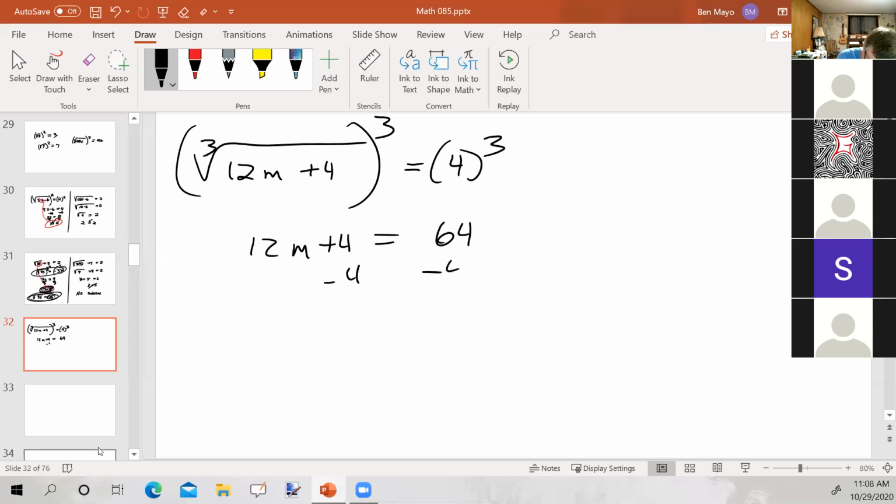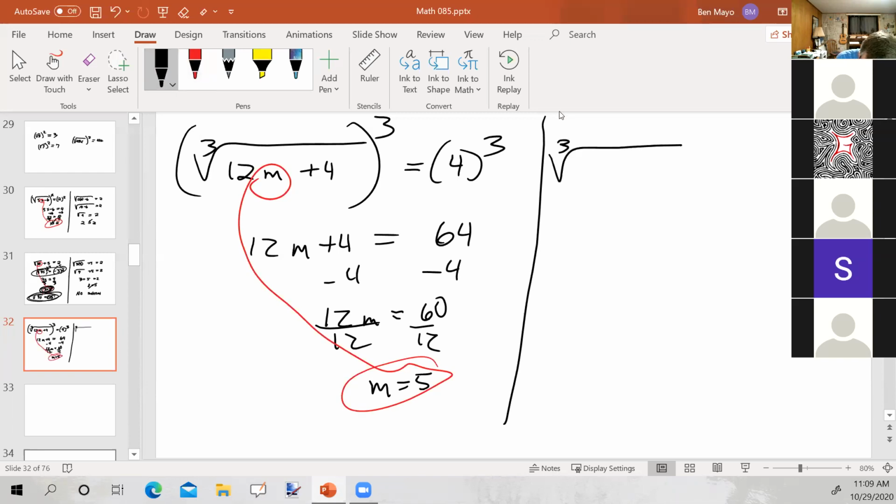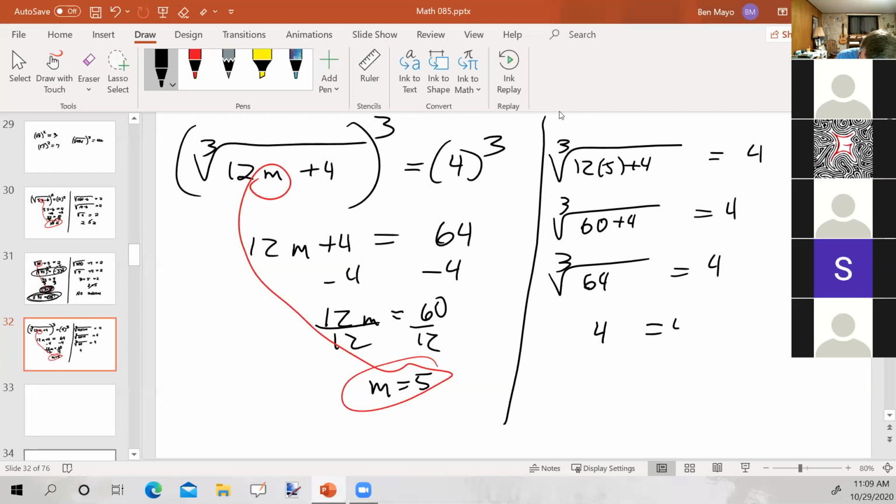So now I'm going to subtract 4. 12m equals 60. Divide by 12. M equals 5. We're going to check our work by putting this right in there. So we've got the cube root of 12 times 5 plus 4 equals 4. The cube root of 60 plus 4 equals 4. The cube root of 64 equals 4. 4 equals 4, and it checks.